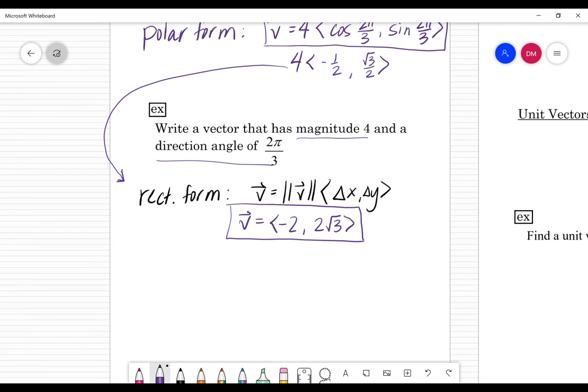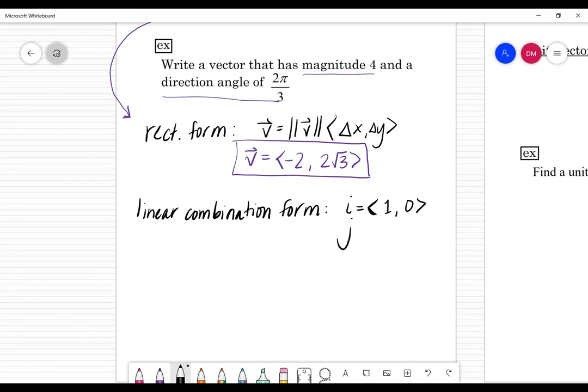Now, one additional note here, and this might be something you remember as well: we also learned something called linear combination form. Linear combination form, instead of keeping in component form, would use the letter i to represent the unit vector 1, 0. So it is the unit vector in the x direction only that we call i. And then we call j the unit vector in the y direction only. So that's 0, 1.